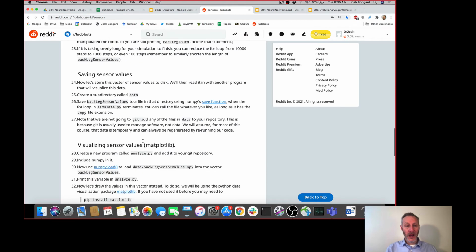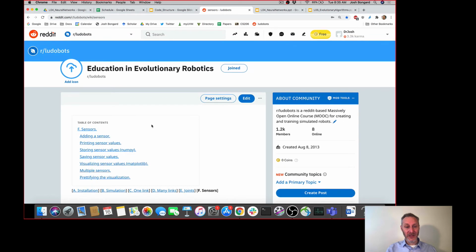Okay. After you've, let's see, let me go back to the top here. After you've added the sensor, printed values to the terminal or the command prompt so you can see the values arriving at those sensors, you're going to be storing them in a NumPy vector. So we're going to be capturing them in a vector, saving them out to a file. And then you're going to be visualizing how those sensor values change over time by creating a plot using matplotlib. So that's the second Python library we're going to be using this week. How many of you have worked with matplotlib before?